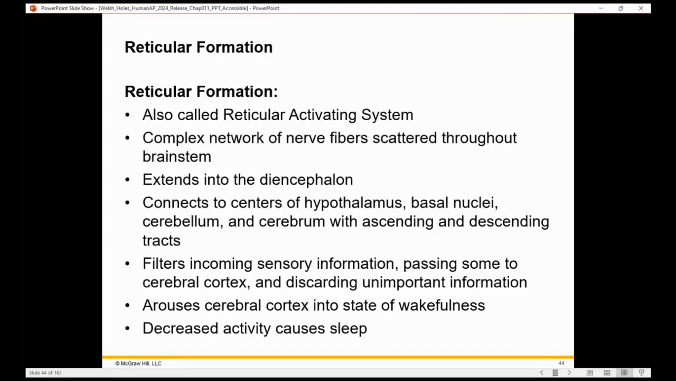Okay, the reticular formation, also called the reticular activating system. This is a complex network of nerve fibers scattered throughout the brainstem. It extends into the diencephalon, and it connects to the centers of the hypothalamus, basal nuclei, cerebellum, and cerebrum with ascending and descending tracts. It filters incoming sensory information, passing some to the cerebral cortex and discarding unimportant information. It arouses the cerebral cortex into a state of wakefulness, and decreased activity will cause sleep.